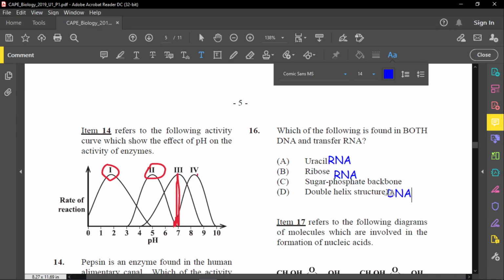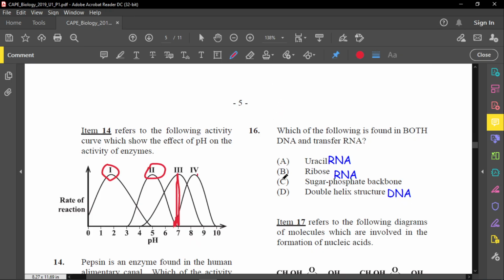Both of them do have a helix, right? But double helix is only for DNA. Single helix is for RNA. So definitely our answer here is going to be C. This is cool. All right, question number 17.